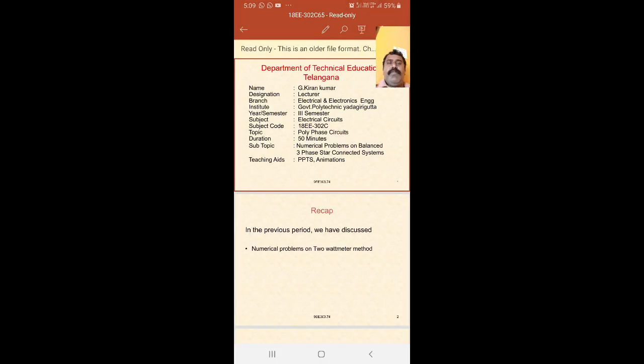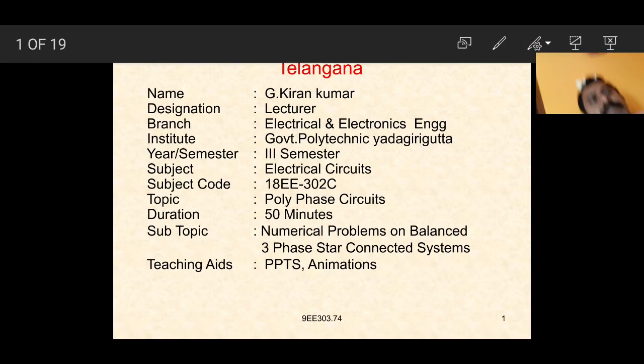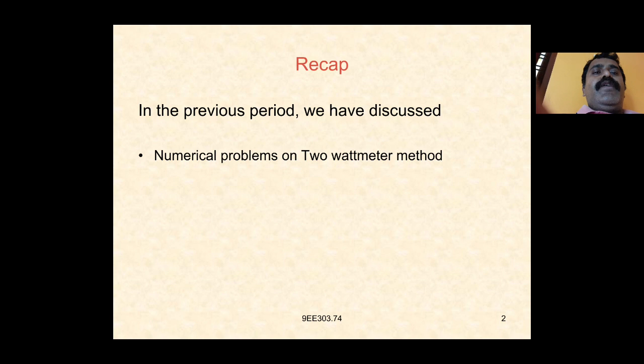So, numerical. Now we can see the numerical subtopic, numerical problems on balanced three-phase star connected systems. In the previous period we have discussed numerical problems on the 2 wattmeter method.